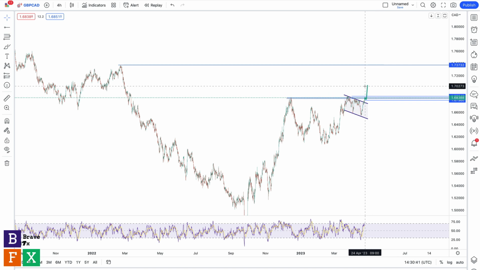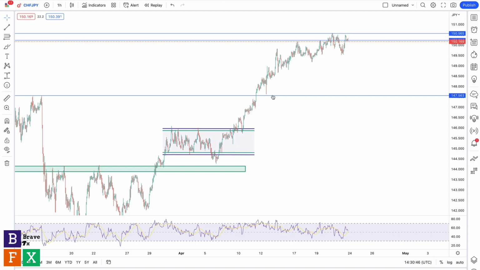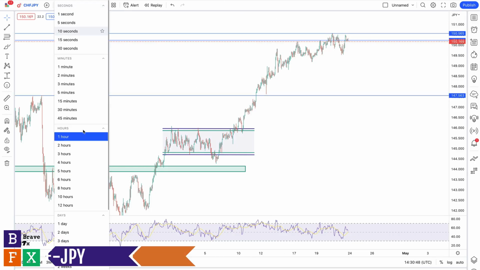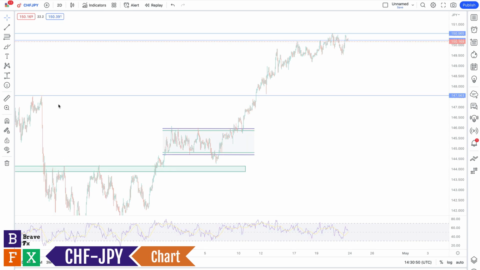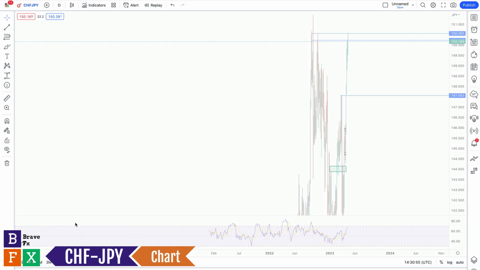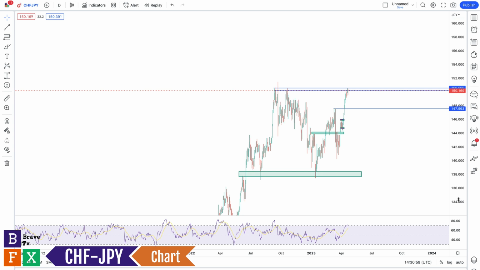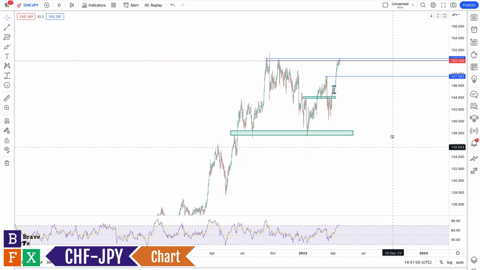So this is it for GBP-CAD real quick. So moving on, we're going to talk about CHF-JPY, another interesting chart. We're going to start from the daily time frame. Sorry, that's a 2-day time frame. So I'm going to go to the daily time frame real quick, just to show you what I'll be watching out for on CHF-JPY.